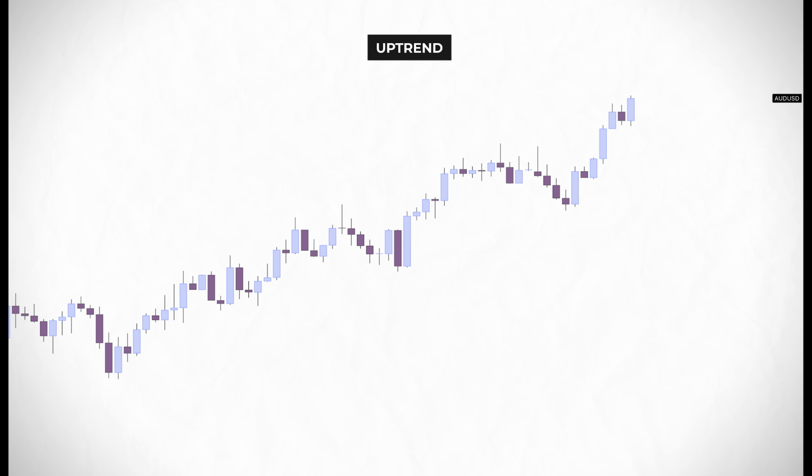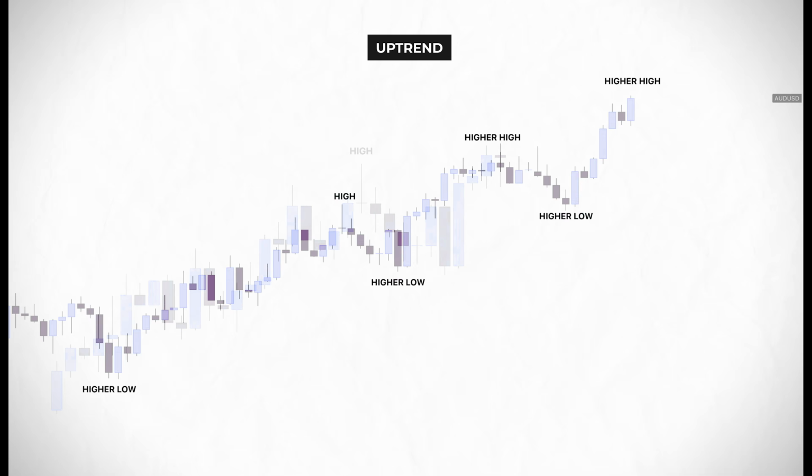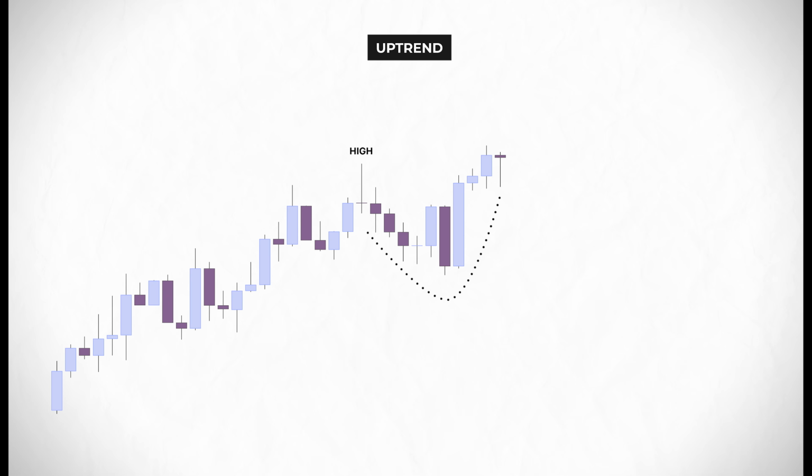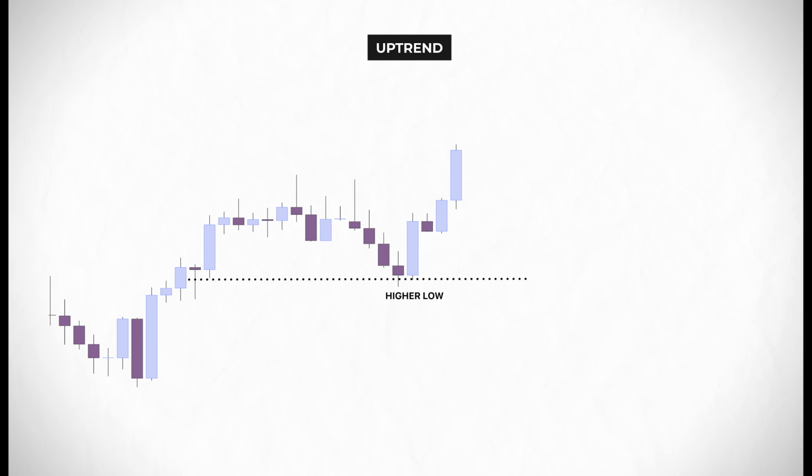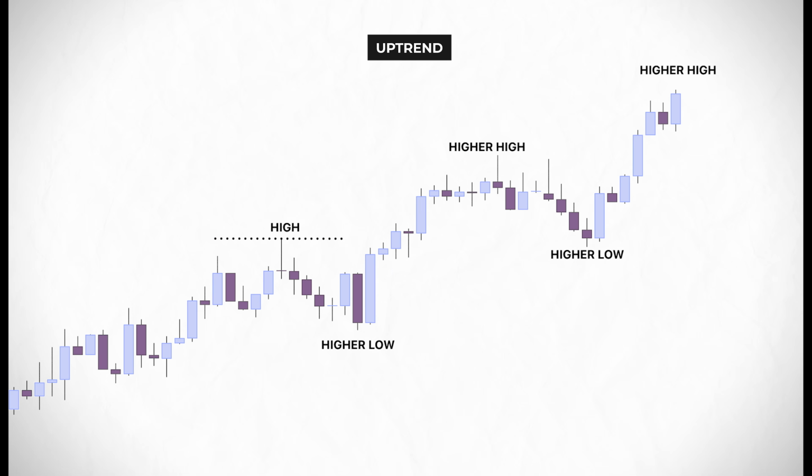An uptrend in a market is like a series of ascending steps, and on the chart you will see this as a pattern of higher highs and higher lows. Each high is a peak where the price reached before pulling back, and each low is the point where the price stops falling before climbing again. Of course, in an uptrend, each new high is higher than the last, and each low is also higher than the previous one. So this pattern suggests that the buyers are in control, pushing prices up.